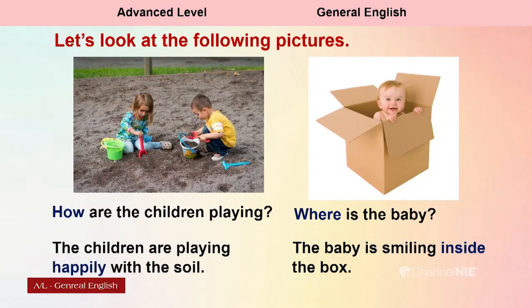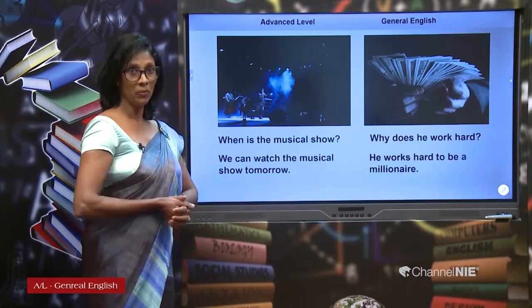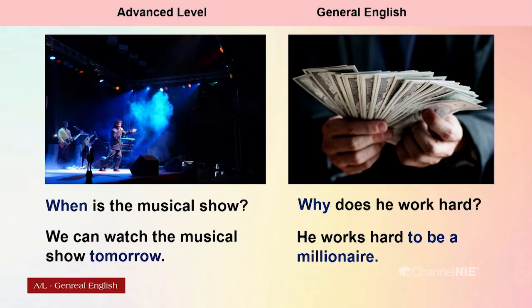So, you can see that they are highly interested in what they do, and let's see what is there on the next slide. You can see a picture of a musical show and it seems to be very interesting, and you are all very much interested in listening to music. And the question is, when is the musical show? And the other picture is of a person who has some notes in his hand, and it seems to be a fairly big amount of money, because he has a lot of notes in his hand, right? So, he seems to be a rich person, right? So, when is the musical show is my first question, and what is the answer?